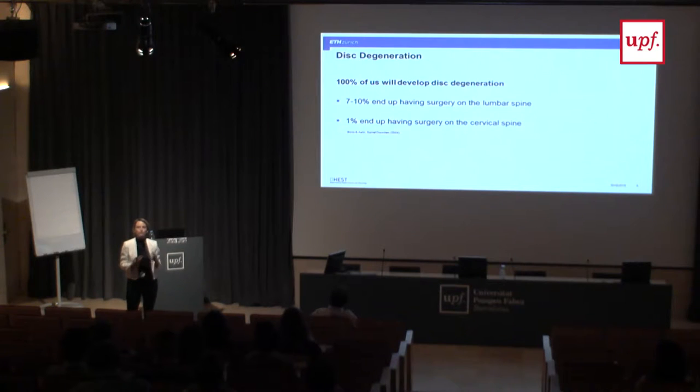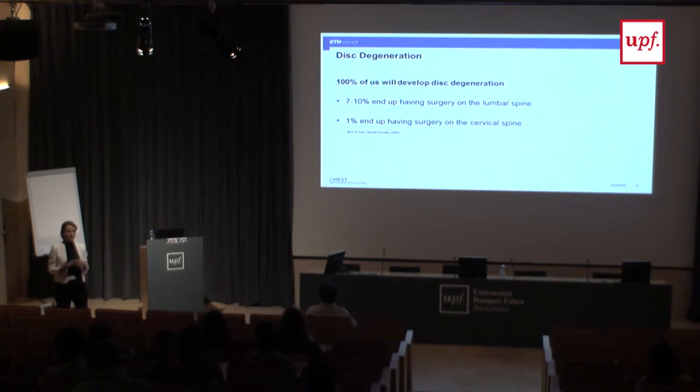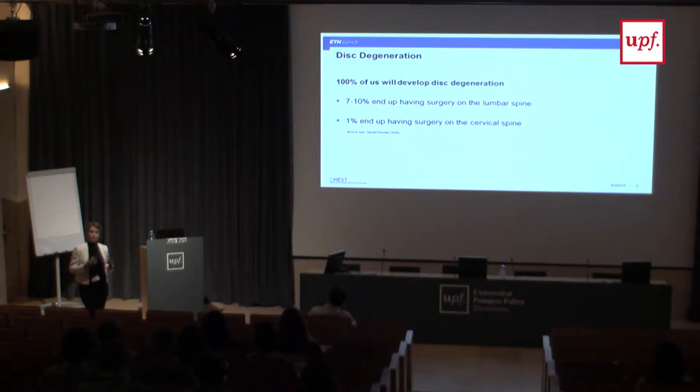And one of the reasons why the lumbar spine is much more prone to surgical interventions and to problems than the cervical spine and also the other areas of the spine is that, on the one hand, the loads are higher in the lumbar area. You can imagine that. The lumbar area is actually carrying your upper body half. So that is where the most loads are. And these are also the biggest intervertebral discs.